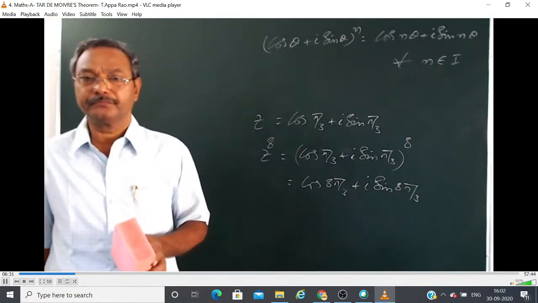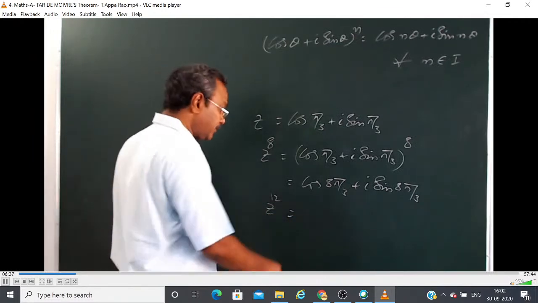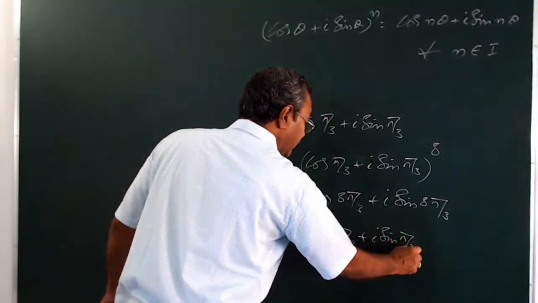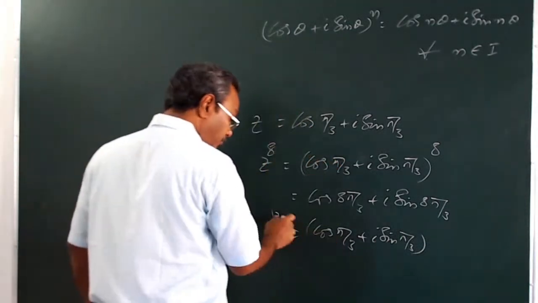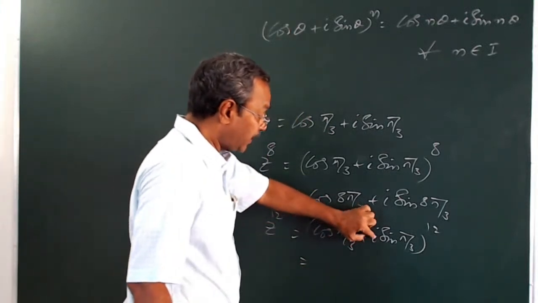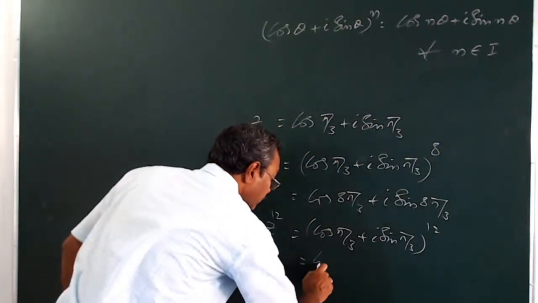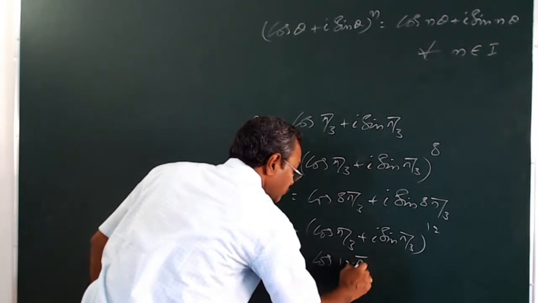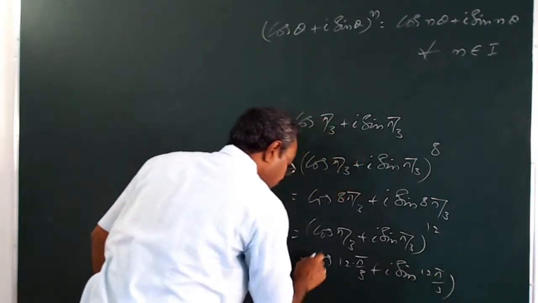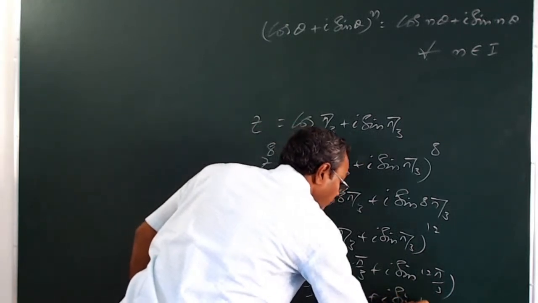That is so simple. If it is z to the power of 12, what should be the answer? The answer is simple. Cos pi by 3 plus i sin pi by 3, which is our z, to the power of 12. By virtue of De Moivre's theorem, cos theta plus i sin theta whole to the power of n is cos n theta, which is cos 12 into pi by 3, plus i sin 12 into pi by 3. On simplification, this becomes cos 4 pi plus i sin 4 pi.